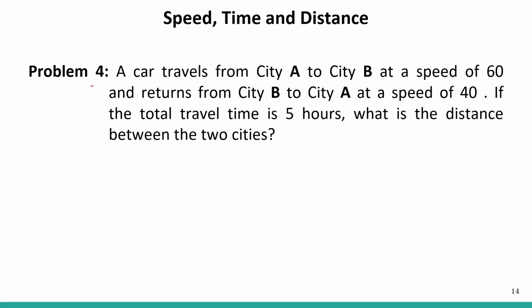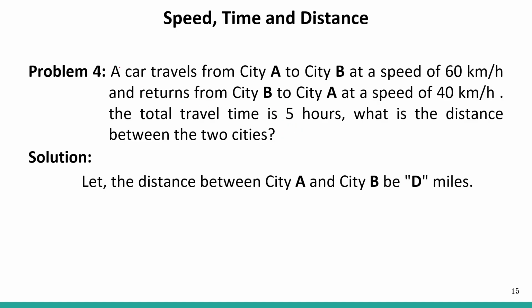So problem 4. If a car travels from city A to city B at a speed of 60 and returns from city B to city A at a speed of 40, and the total travel time is 5 hours, then what is the distance between the two cities? Okay. So the car travels from city A to B at 60 km per hour and returns from B to A at 40 km per hour, and the total travel time is 5 hours. What is the distance between the two cities?